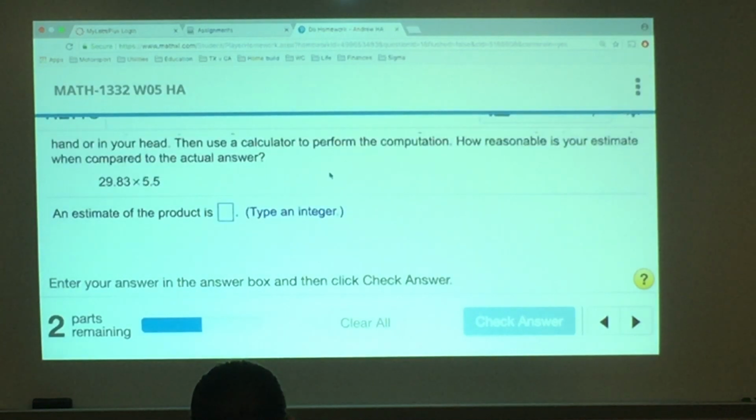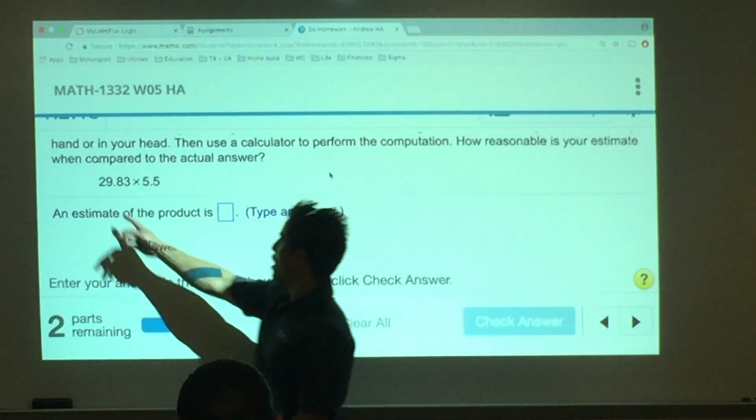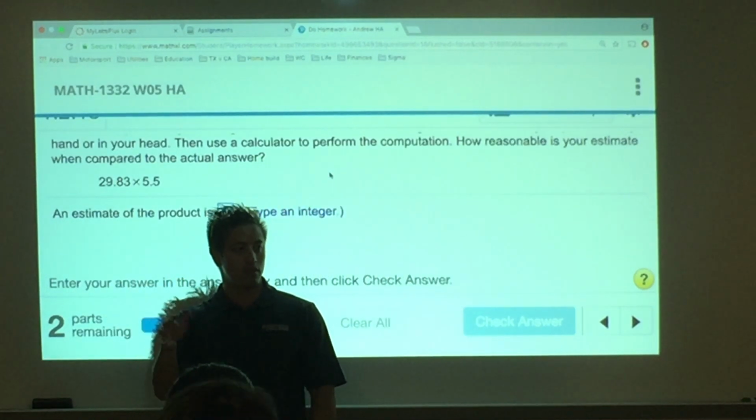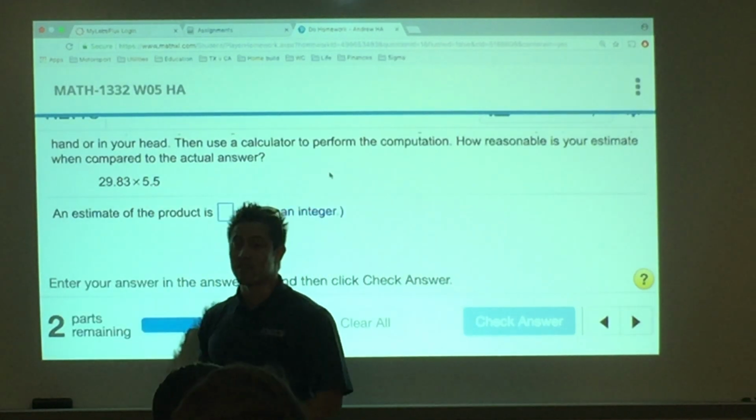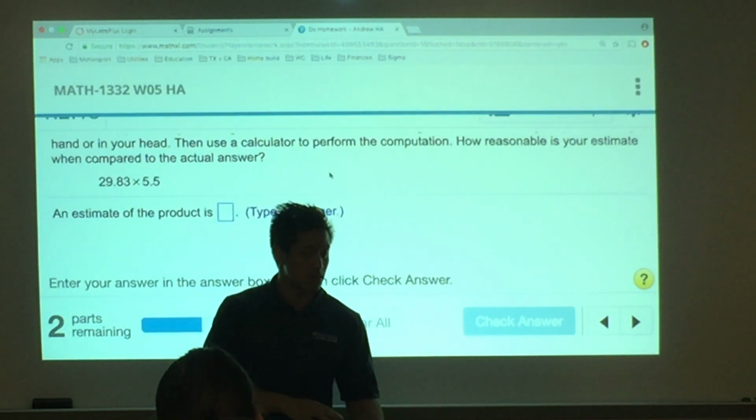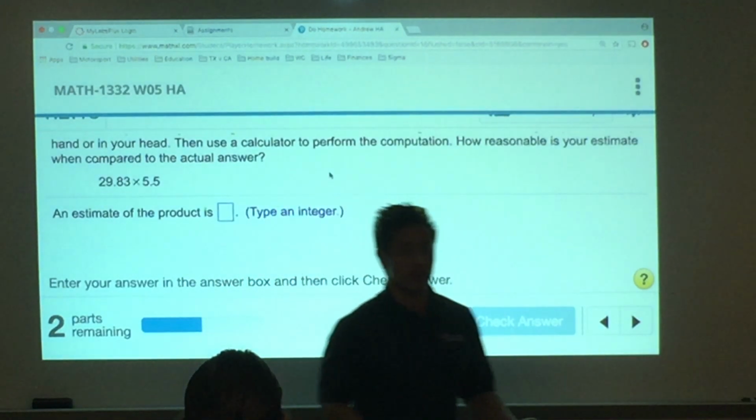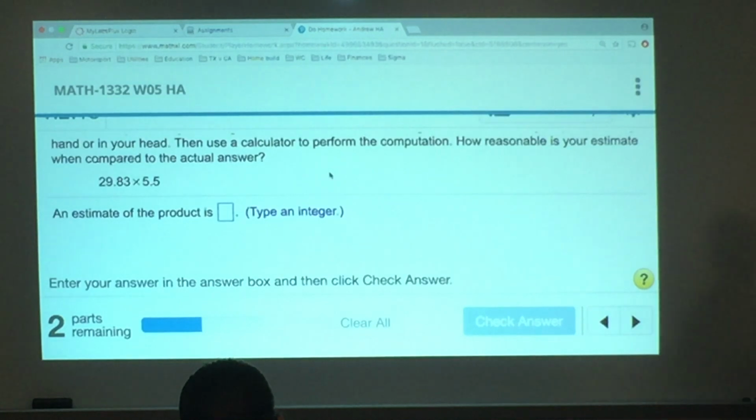Next one is multiplication. So what would I do here? 29.83 is like 30. 5.5 is like 6. 30 times 6 is about 180. And then you can go do the exact on that. Does that make sense, guys?